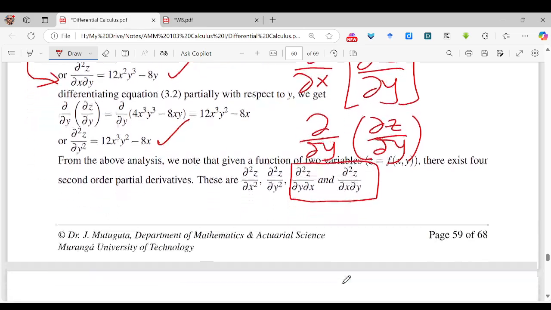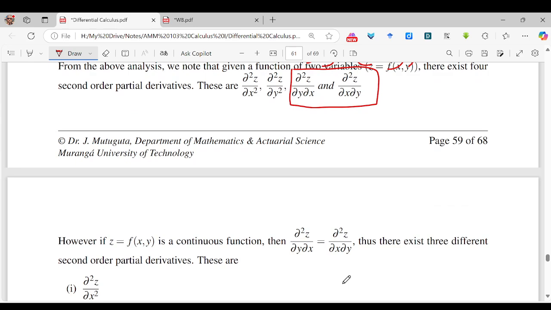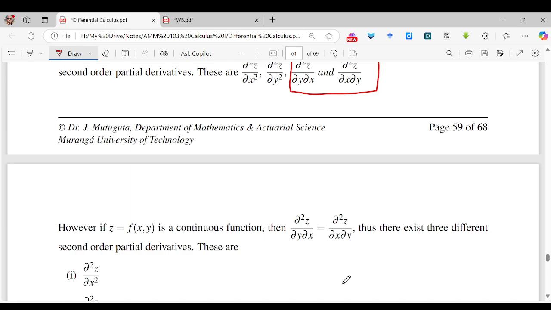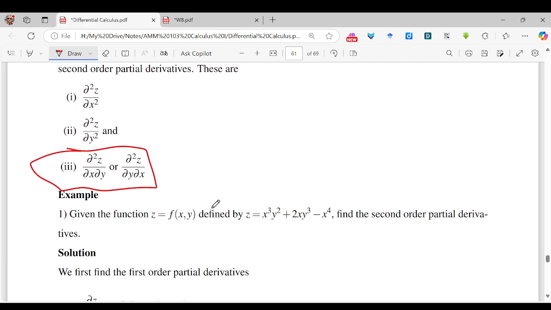So in total, for a continuous function of two variables, there exist three different second-order partial derivatives. These are d squared z by dx squared, d squared z by dy squared, and d squared z by dx dy, or d squared z by dy dx. Once you find only one of these, you don't have to find both, because they will be equal provided that the function z is continuous.